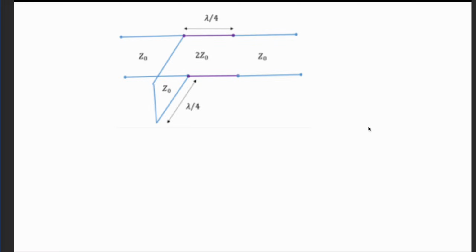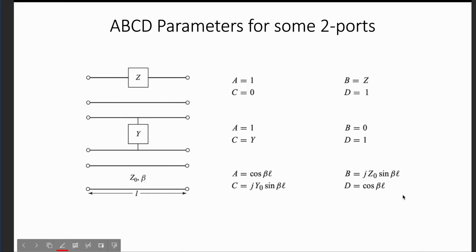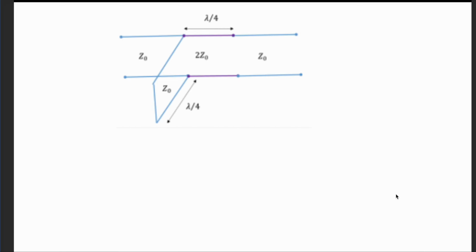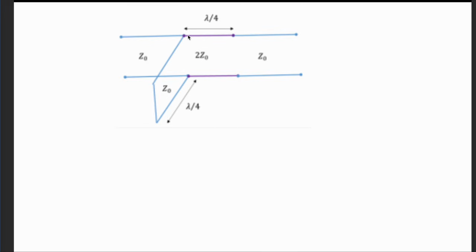Anyone? Hello, sir. Sir, in that matrix formula, cos beta L, j, is it not sin beta L? Beta L we have to find out, no, sir. 2 pi by lambda, L is lambda by 4. No, but it's just for a section of transmission line, right? But here you can see you have some section and then you have some stub here. So how will you simplify this network? That's what I want to know.